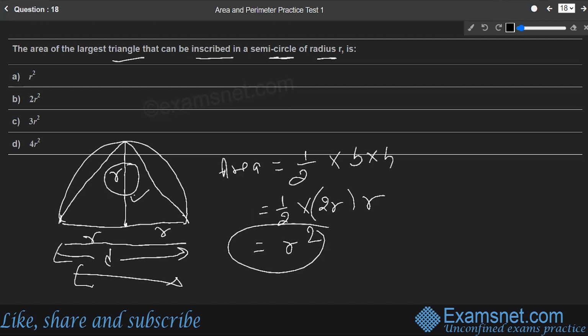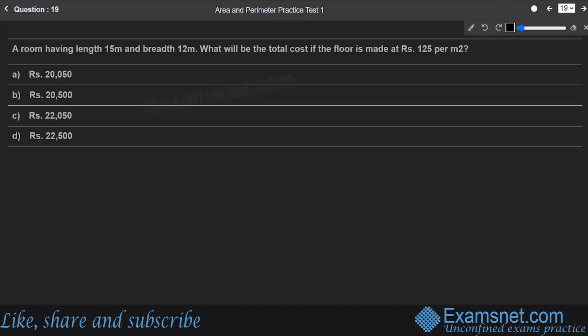So that is the right answer. R square will be the maximum area triangle that can be inscribed in a semicircle. Now, the question is, a room having length 15 meter by 12 meter, what will be the total cost of the floor if it is made at rupees 125 per meter square?